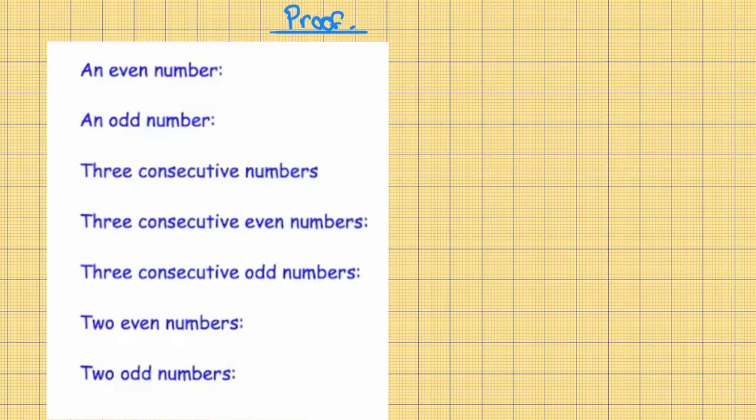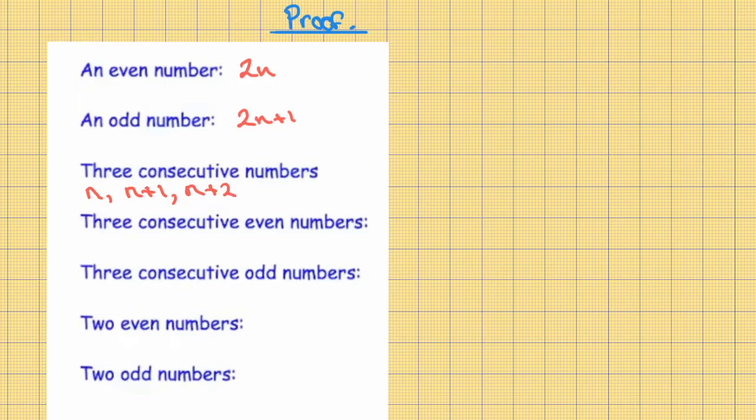In this video we'll be looking at algebraic proof, but before we start we need to lay the groundwork for some basics. We need to show how to define the following. So an even number we can define as 2n. An odd number is always one greater than an even, so that could be 2n plus 1. Three consecutive numbers could be n, one bigger, n plus 1, one bigger, n plus 2.